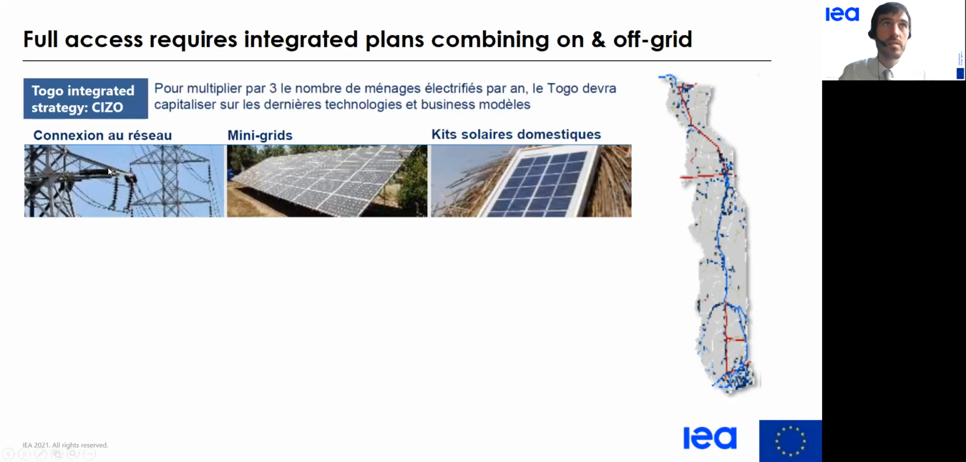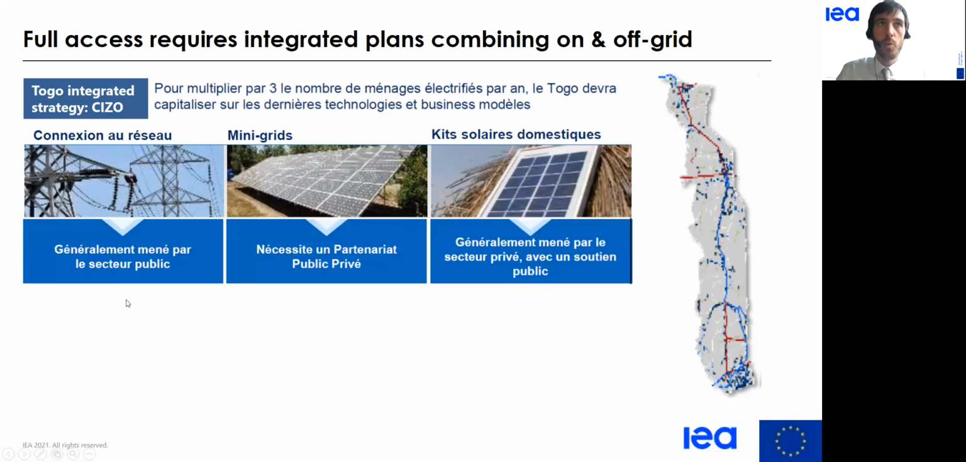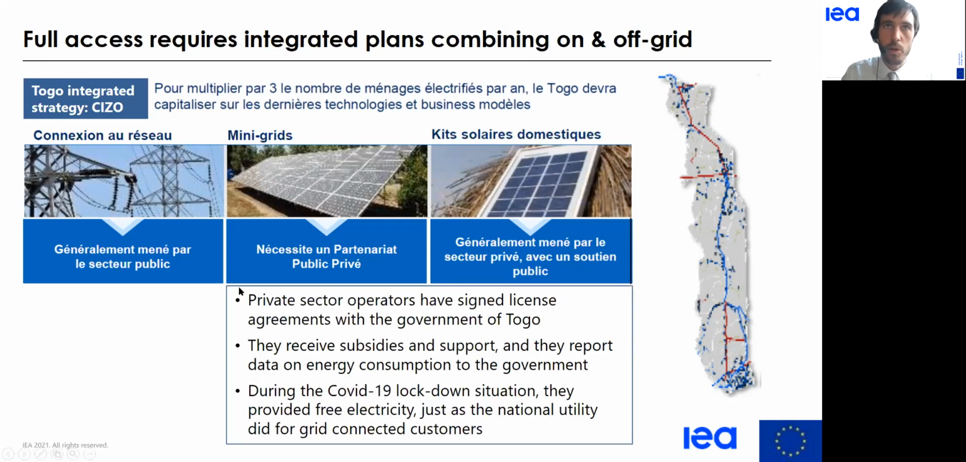And this is what the CIZO integrated strategy of the government has developed, with grid. Sorry, the slide is in French, but you would understand that the grid is in the hands of the utility and the government, while mini grid and solar home systems will be developed by private sector companies with partnerships with the government, and they will operate under license and receive subsidies and support, and share back with the government some data on the number of people who are gaining access.